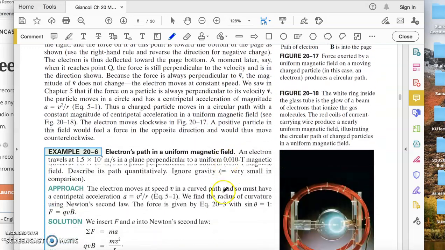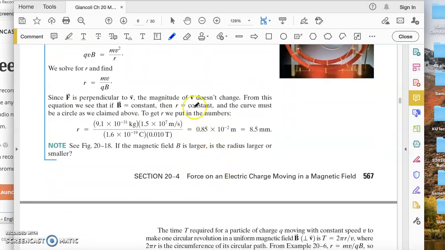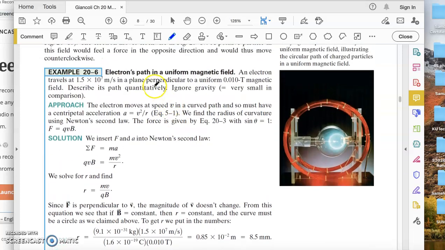Now let's come to the example to understand what I am talking about. This is the same example. It says an electron is moving in a path in a uniform magnetic field. An electron travels at so and so meters per second. So he's giving you the velocity of the electron, okay? And it's given by that.